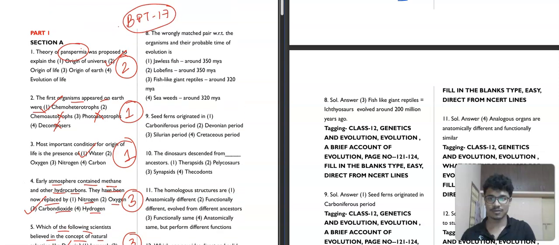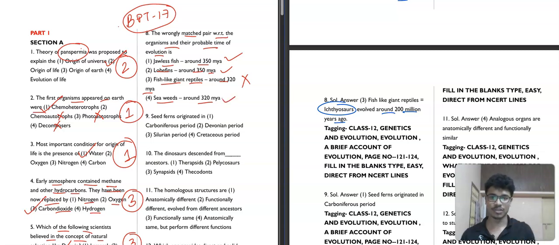Okay, question 8. It is asking for the wrongly matched pair with respect to the organisms and their probable time of evolution. Jawless fish around 350 million years ago, it is correct. Lobe fins around 350 million years ago, it is correct. Fish-like giant reptiles around 320 million years ago, it is not correct. Fish-like reptiles are basically Ichthyosaurus. These evolved around 200 million years ago. That is not correct. Seaweeds around 320 million years ago is correct.